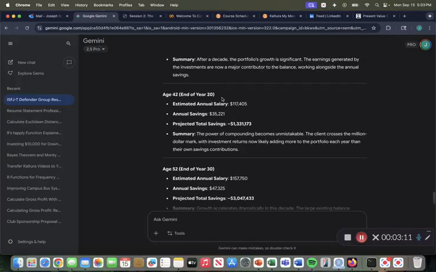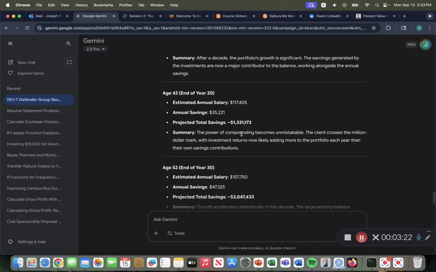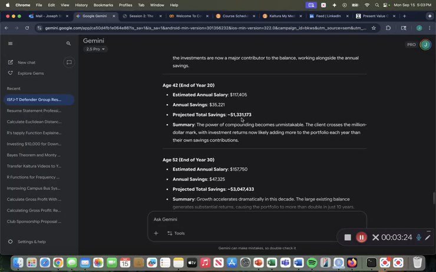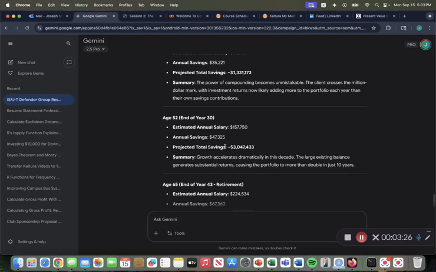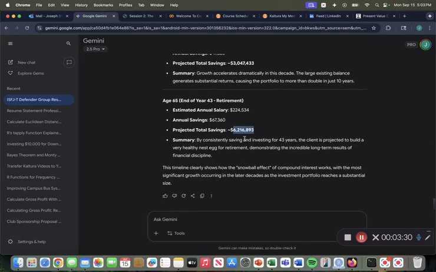And then year 20, the salary has gone up another 30%, 3% each year. So that means we have more money to invest into our savings account, and at 20 years we'll already be in the million mark. Then 10 years after that, you can see that it's just growing at an exponential rate, and so on, to our final projected total savings of $6 million.